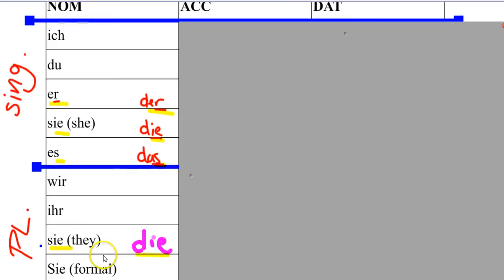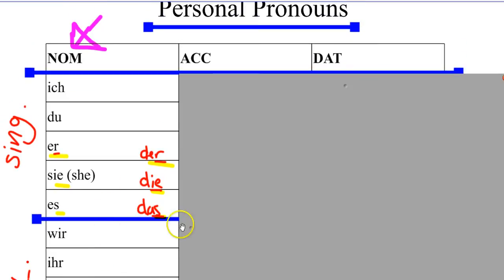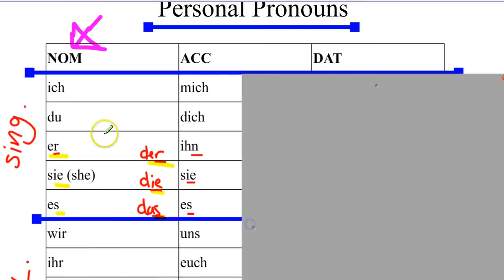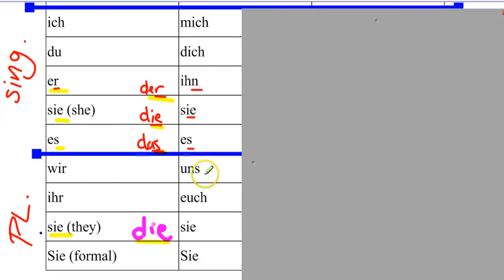We, you, they. What happens in the accusative case? So we already looked at this. Ich becomes mich, du, dich, ihn, sie, es, wir, uns.